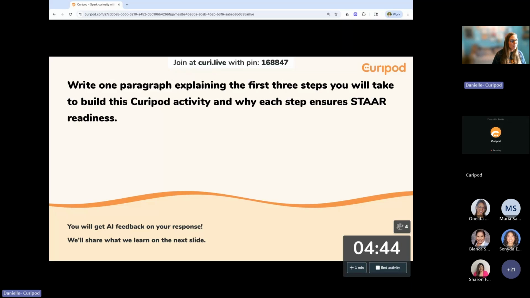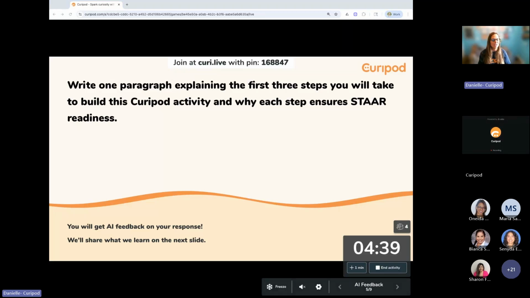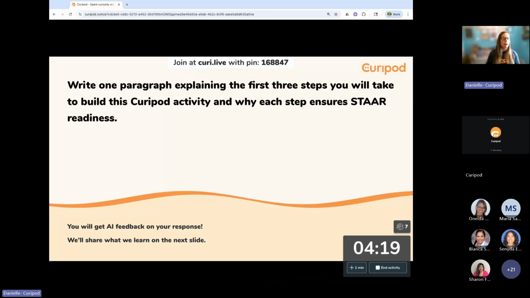So I see we got a few people responding. You can just write one sentence. The goal here is to just test the feedback. I've built in this rubric already to give feedback. When you're creating a Curipod lesson, you can edit that rubric to give feedback and make it your own. When we do STAAR test prep, though, that rubric's already built in for you because it has to be aligned to TEA. So that's a rubric you don't edit.